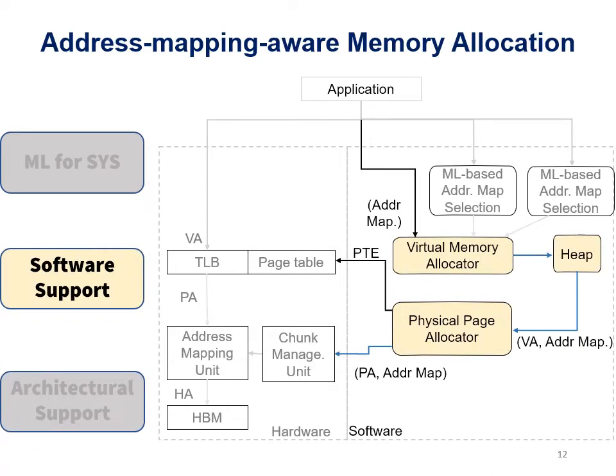Now let's take a look at the software support. The chunk-based address mapping requires modest modification to the system software for both virtual memory and physical frame allocation. Rather than using a single allocator, we separate the memory based on the address mapping. Then we can have an allocator for each mapping and provide a way to move memory between mappings. For each memory allocation call, the virtual memory allocator allocates the VA on the heap corresponding to the address mapping provided by the application. For each page fault, the physical frame allocator will retrieve the address mapping from the heap based on the virtual page number, allocate a physical frame based on the address mapping, and configure the chunk management unit.